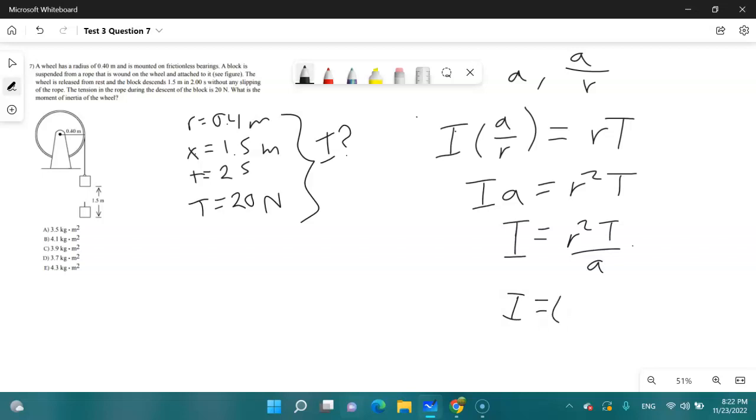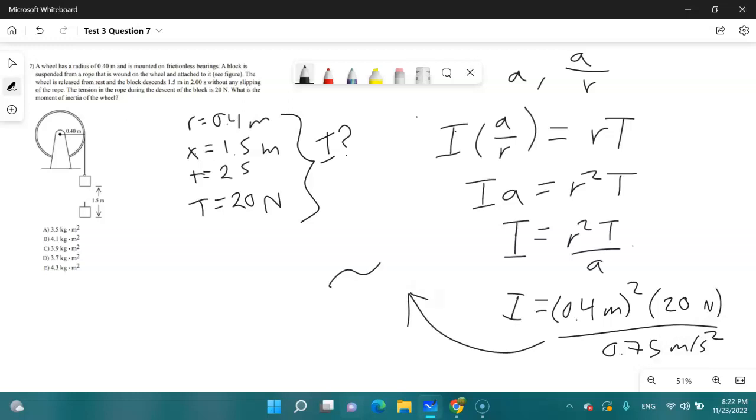So now we can start finally plugging in these values. We know that the radius is 0.4 meters squared, and we know that the tension is 20 newtons. And then we know that the acceleration that we found is 0.75 meters per second squared. And once you plug in all these values, it leaves you with around 4.26 kilograms times meter squared. And the closest value that we have on our answers, the closest to 4.26, would be option E, 4.3 kilograms times meters squared.